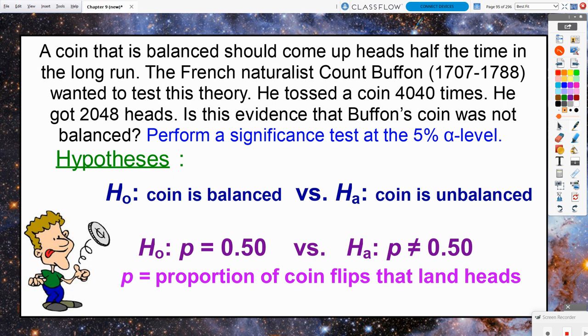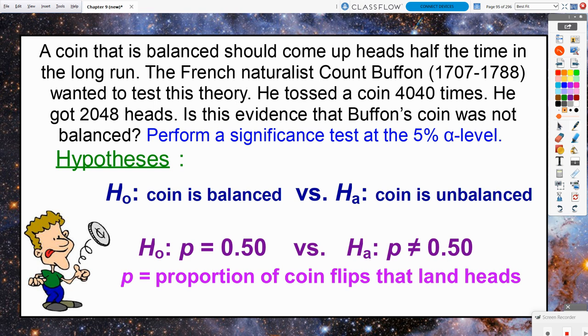Now, we're going to look at an example involving a coin. A coin that is balanced should come up heads half of the time in the long run, right? 50% heads, 50% tails. There was an old French guy back in the 1700s named Count Buffon, and he wanted to test whether his coin was truly balanced, that it was fair. With nothing else going on in the 1700s in France, why not toss a coin 4,040 times? And you know what? He got 2,048 heads.